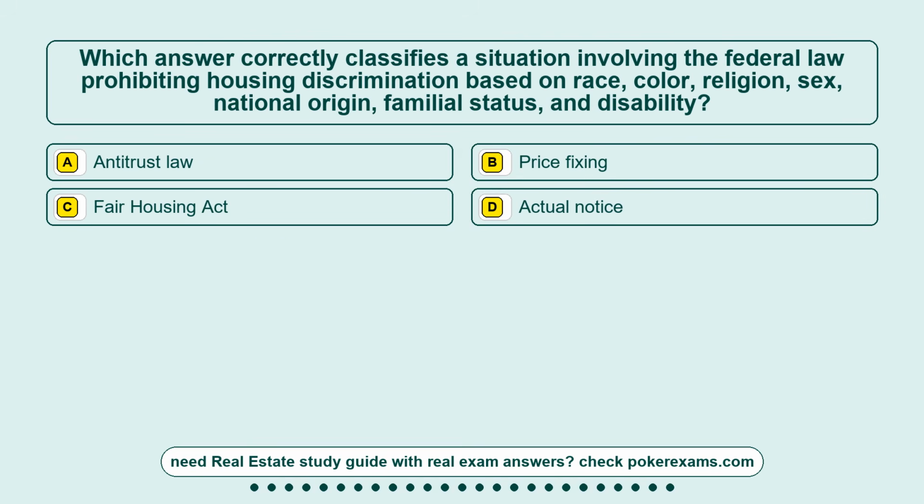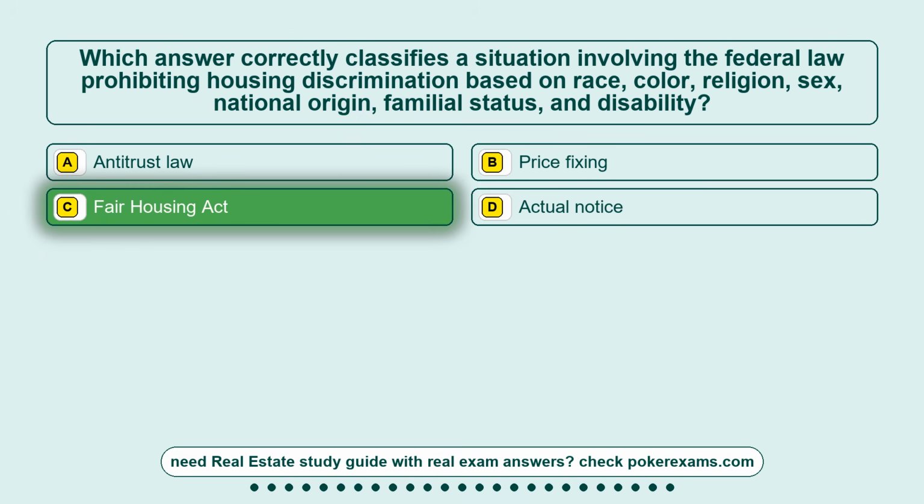Question 23. Which answer correctly classifies a situation involving the federal law prohibiting housing discrimination based on race, color, religion, sex, national origin, familial status, and disability? Option A, antitrust law. Option B, price fixing. Option C, Fair Housing Act. Option D, actual notice. The correct answer is option C, Fair Housing Act.